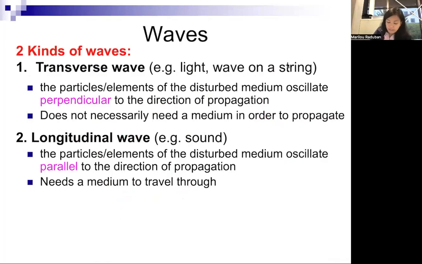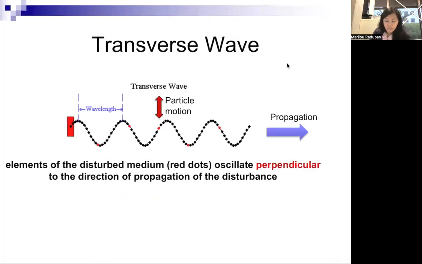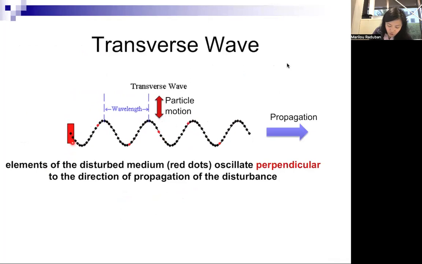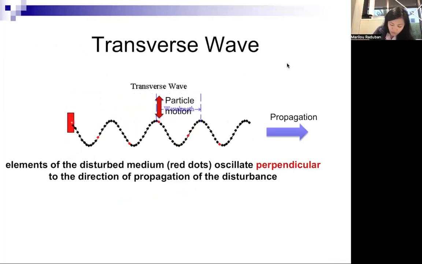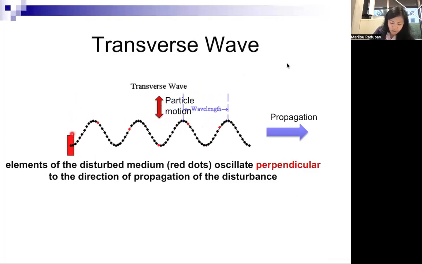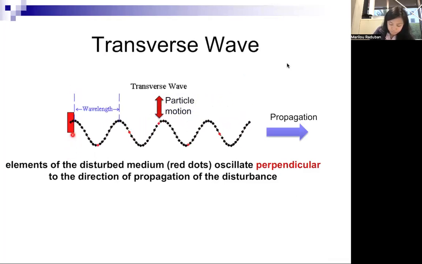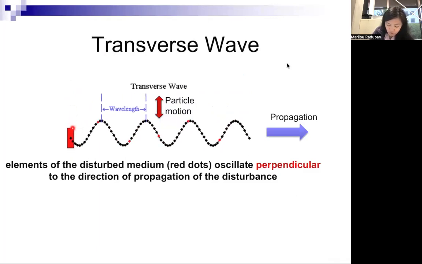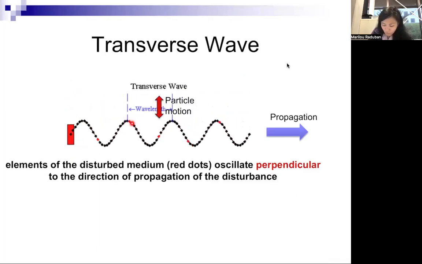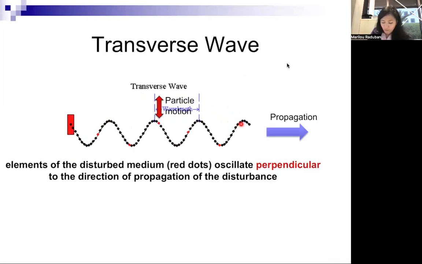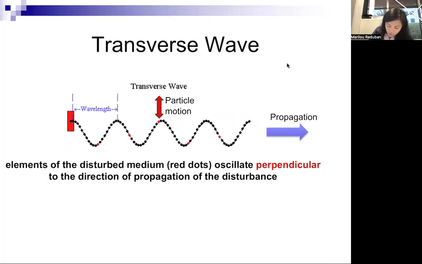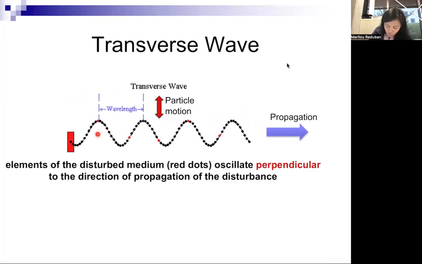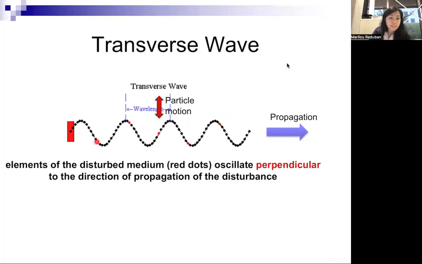But let's look at each of the kinds of waves in more detail. So for the transverse wave, here's an animation showing a transverse wave. You're disturbing the particles by oscillating them up and down. You have this up and down motion, and you have the disturbance, the wave, propagating to the right. So notice the red dots in the animation represent the oscillating particles.